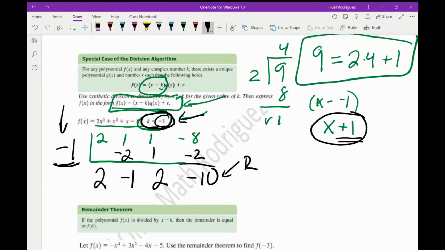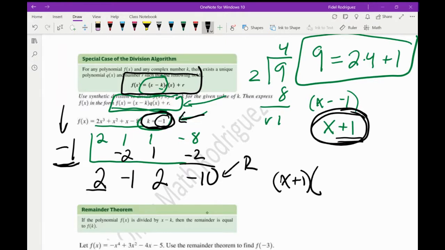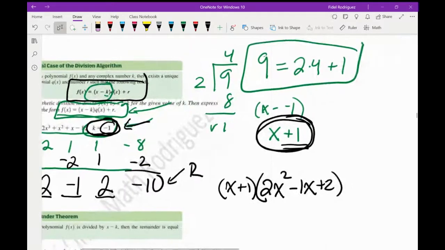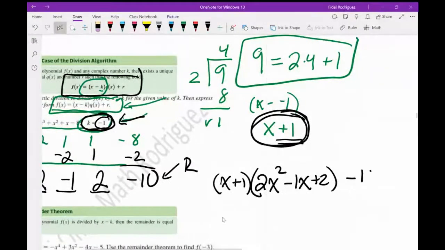All right. Now, what we're going to do is we're going to write out our answer. Remember how we said we were, in essence, really dividing by x plus 1? So I'm going to write it like this. x plus 1 times, remember, this here is the number in front of my x squared. This is the number in front of my x. This is my constant term. And then my remainder at the very end is a -10.